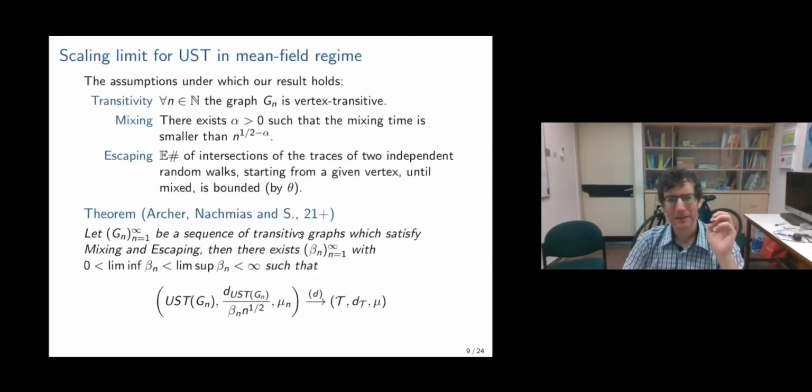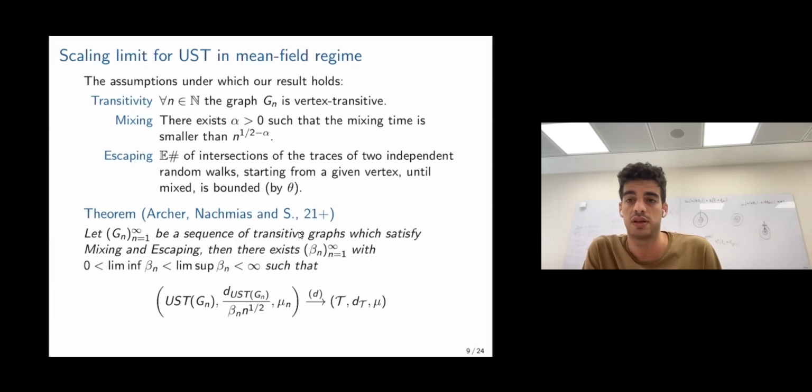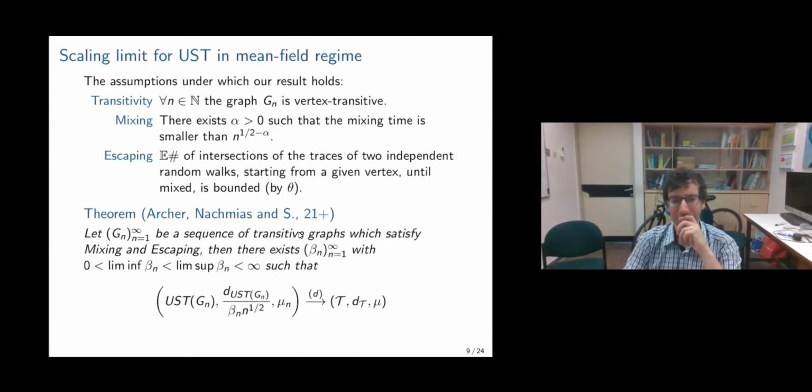Matan, I'm missing something simple. The tori has side length n to the 1/4 in the previous slide. So 1 over d. Yeah, it's 1/4 in d equals 4. This is what it is. Okay, yeah, thank you.